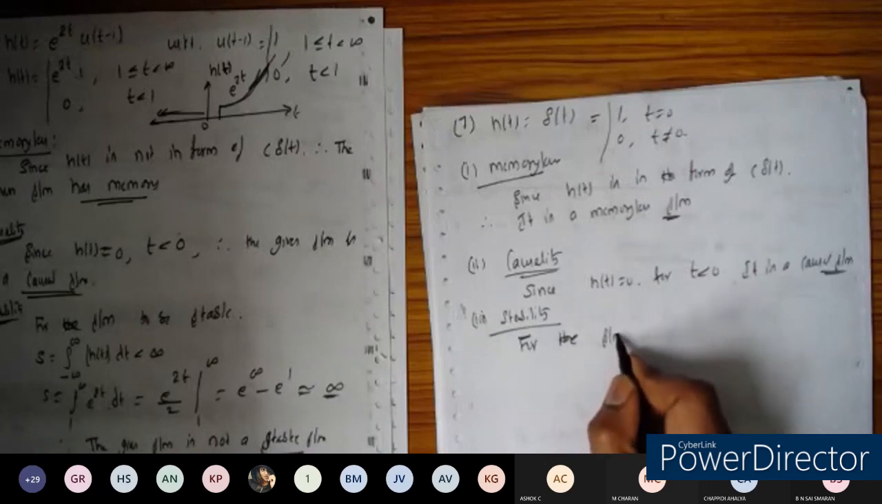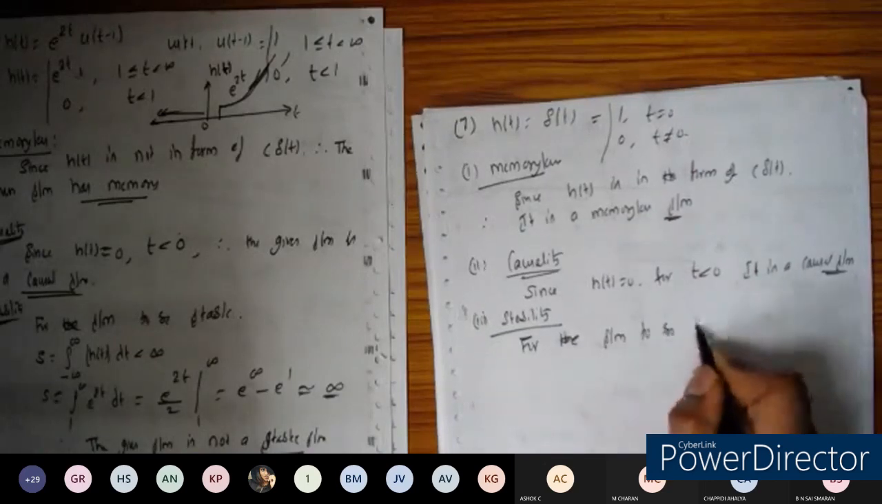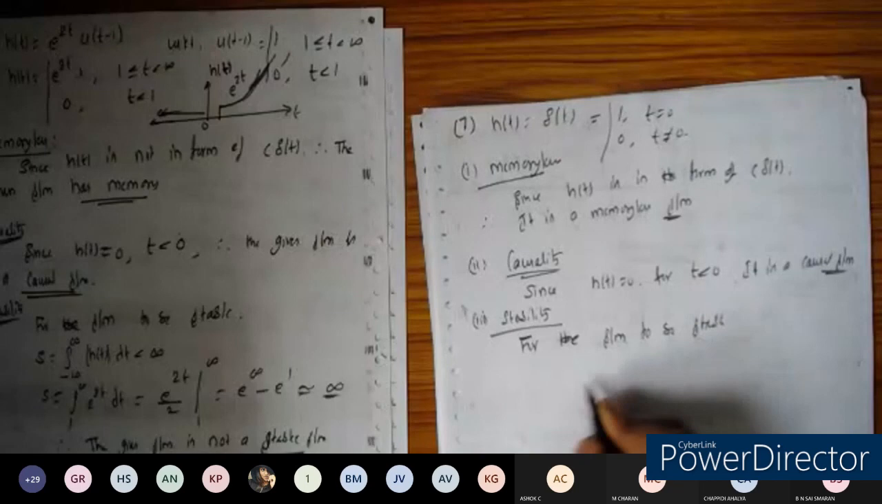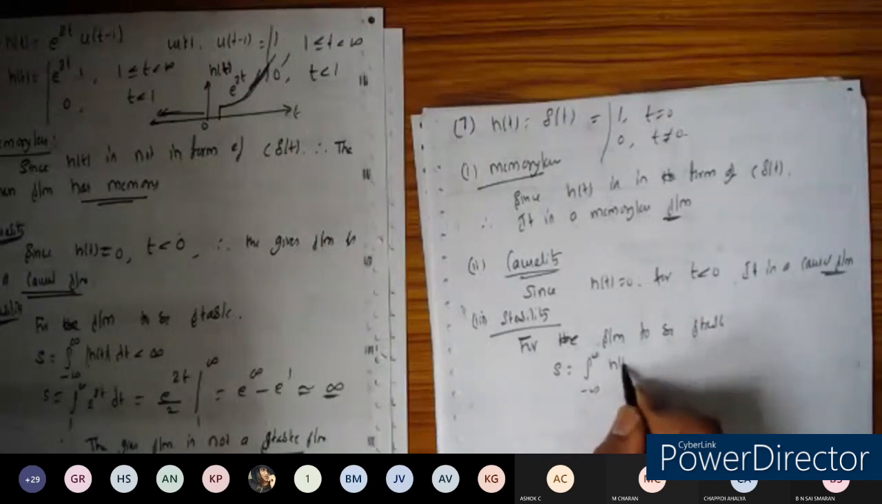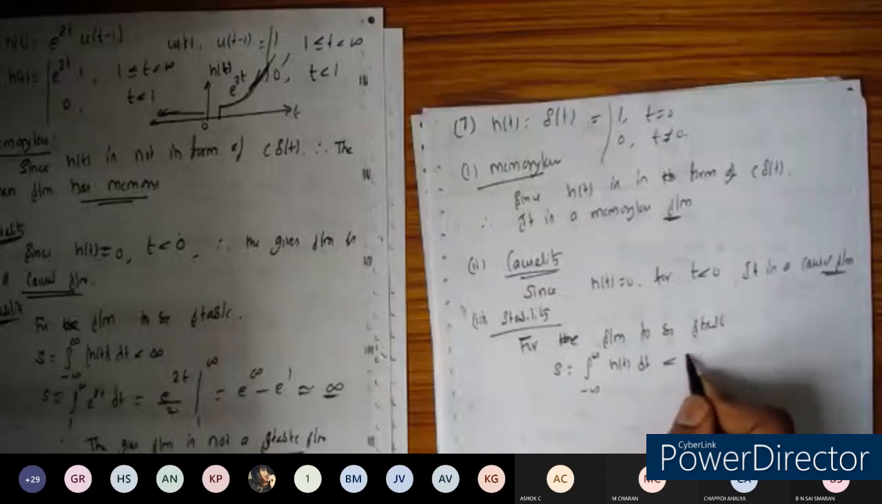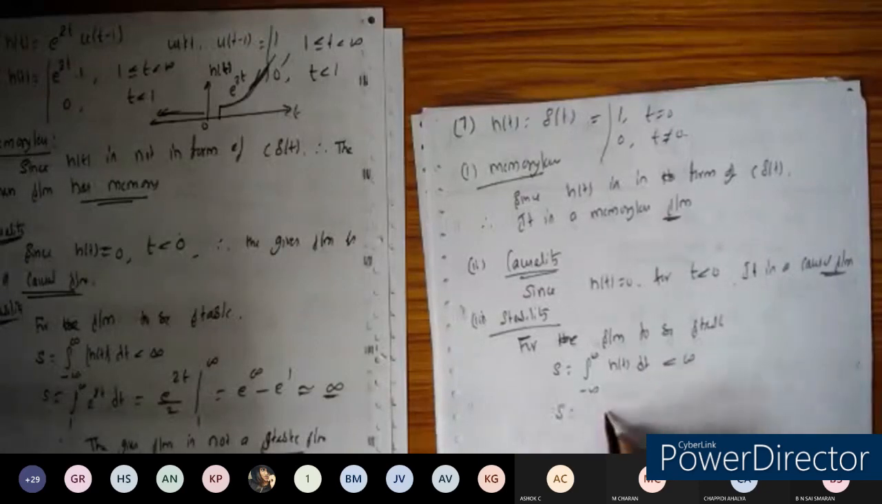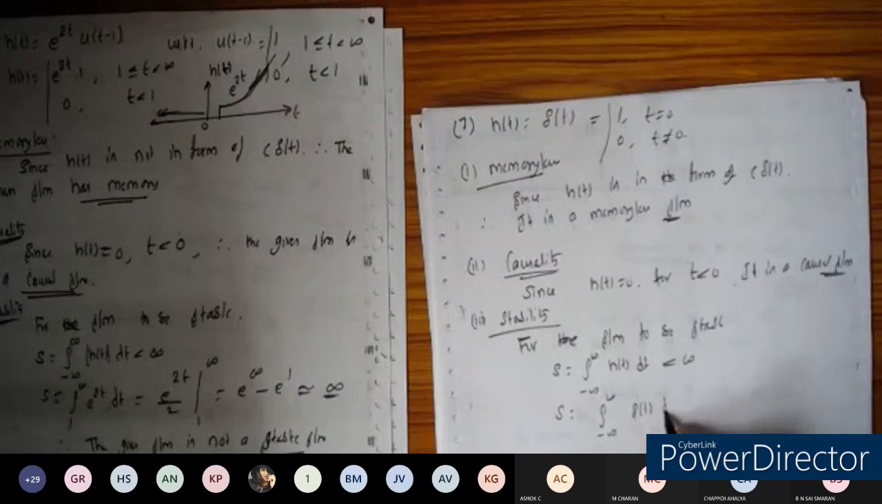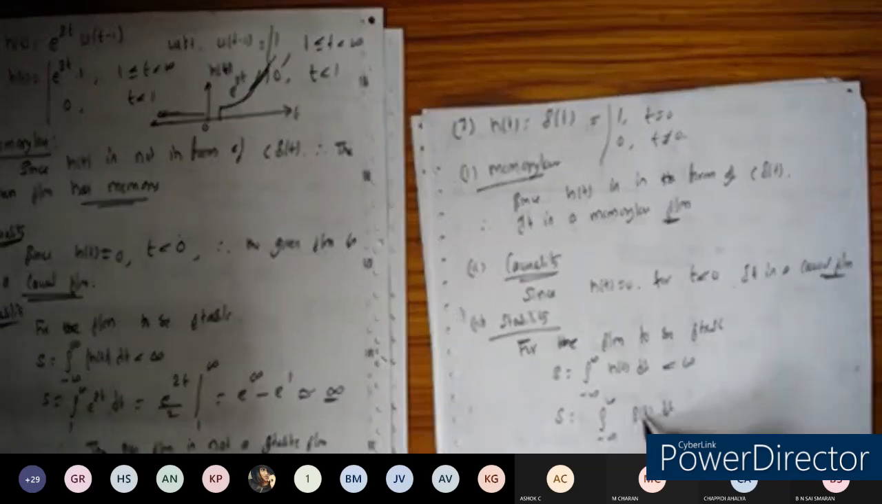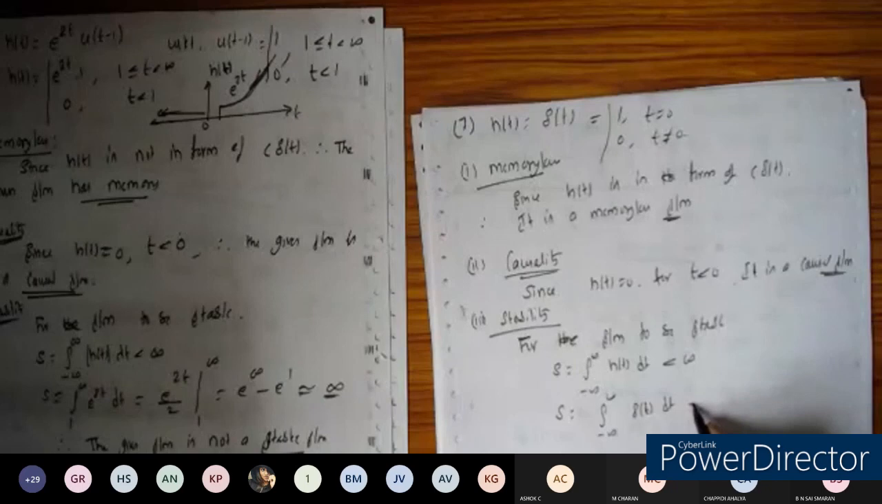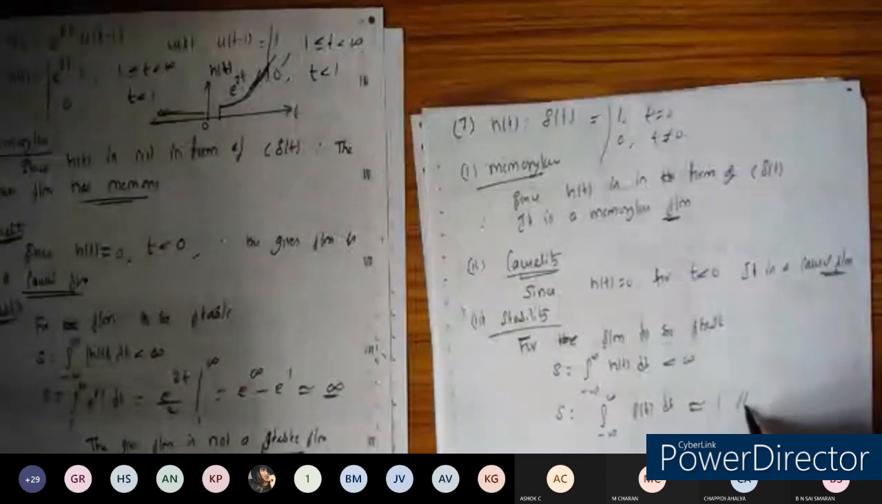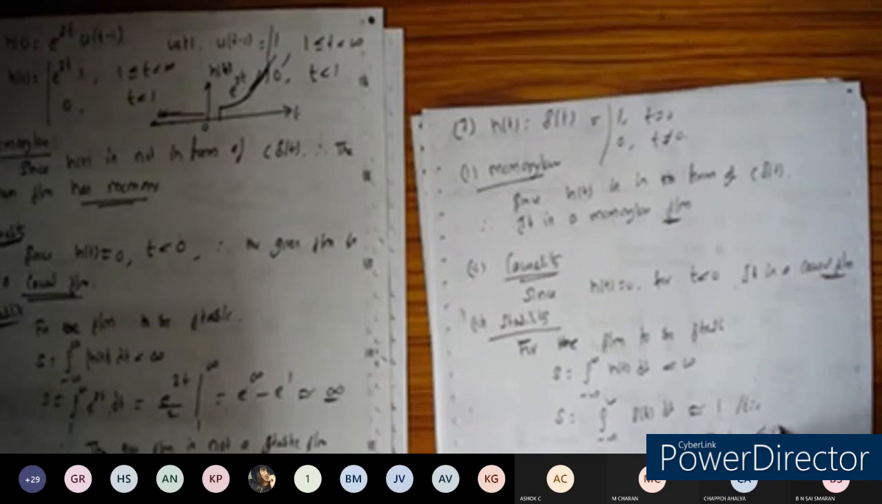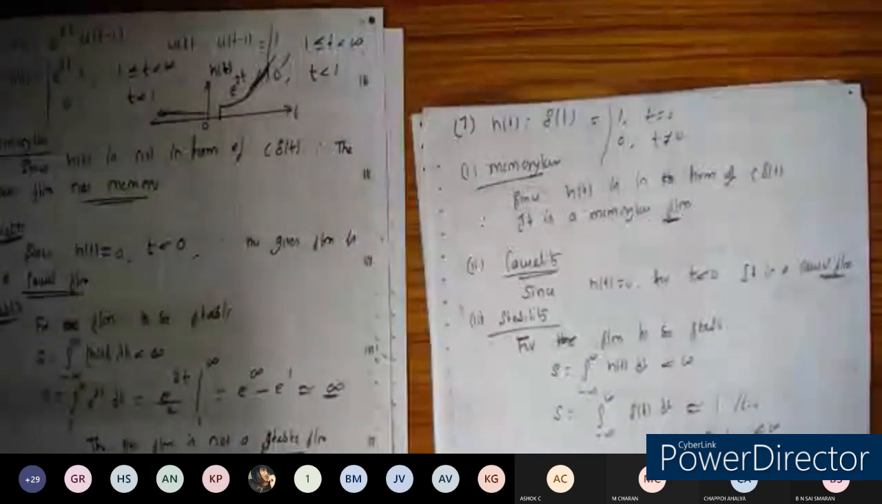For the system to be stable, the integral from minus infinity to plus infinity of h of t into dt should be less than infinity. Here h of t is nothing but delta of t, so the integral of delta of t dt is defined only at t is equal to 0. This is equal to 1, which is less than infinity. So it's a stable system here.